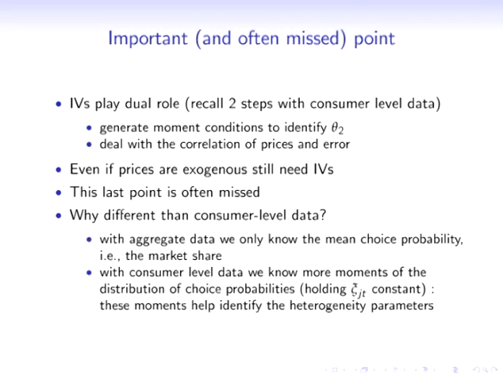Okay, so before going to the details, let me emphasize one rule. Once we do this estimation, by the way, we're going to estimate the parameters via GMM, so we're going to use instruments for it. And the instruments here actually play two roles, and this is a point that's often missed. They are going to generate moment conditions to identify the nonlinear parameters, right? So unlike the individual level data, where we can estimate the nonlinear parameters from the maximum likelihood stage, here we need to generate some moments to estimate these as well. And then potentially they're going to deal with the correlation of the prices and the error.